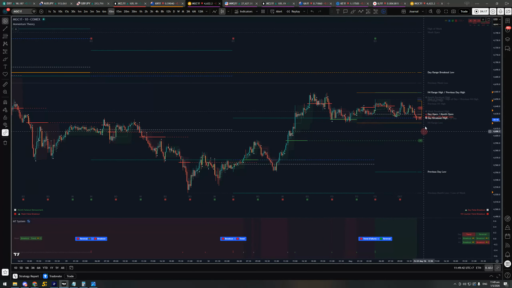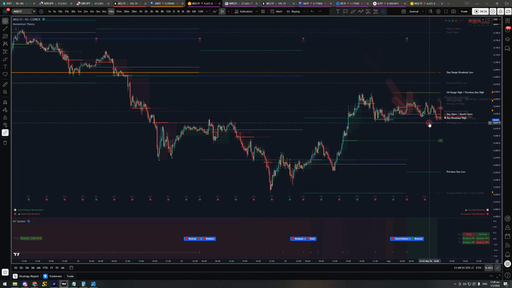10 more minutes here for the H1 to close. I'm looking for a close below, which would have both range levels pushing down and the daily breakout level pushing down. So this would rejoin that trend phase, and I'd be looking for a move all the way down to the previous day low, actually.